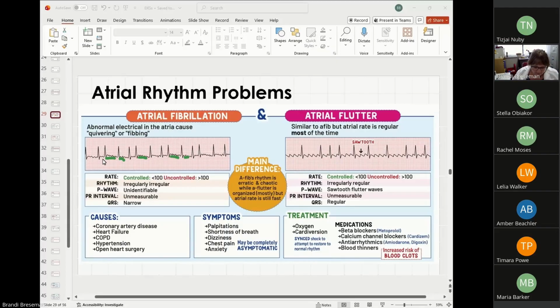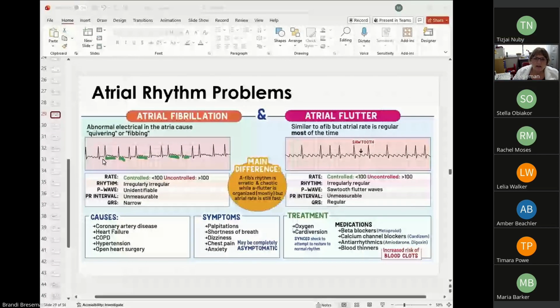When we have atrial fibrillation, or AFib, it's frequently called AFib in the field. Okay. There's either controlled atrial fibrillation or uncontrolled atrial fibrillation, and that is determined by the heart rate.